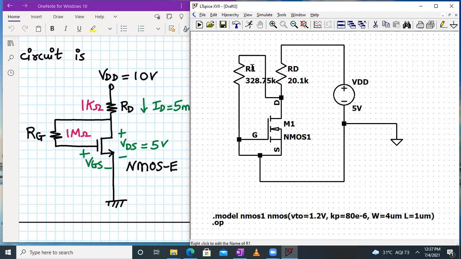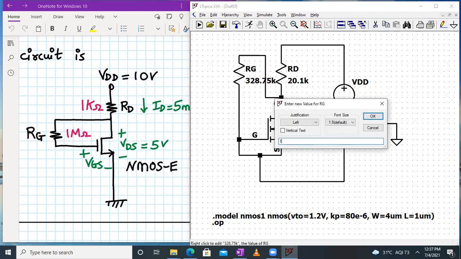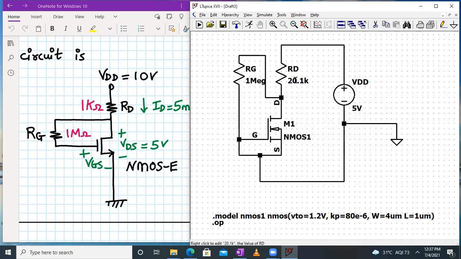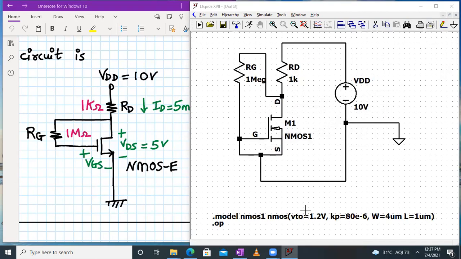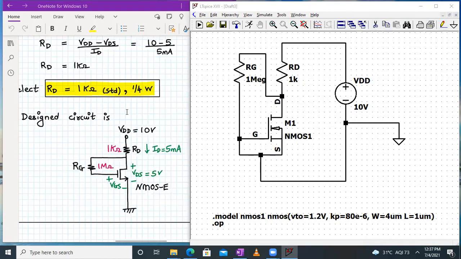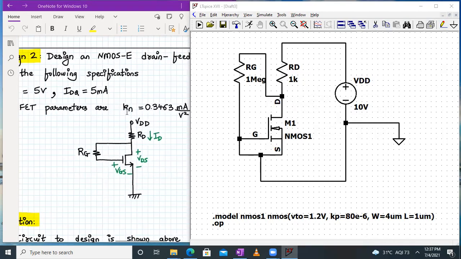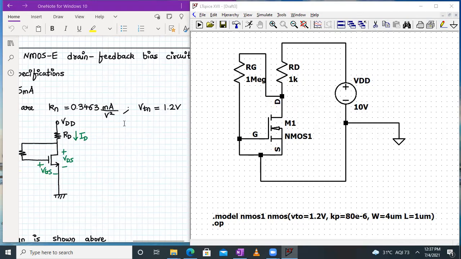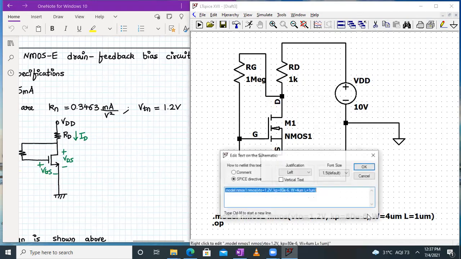Let me rename the values over here. This is RG, which is around 1 megohm. The RD value is coming out to be 1 kilo ohm. This is NMOS 1. The supply voltage is 10 volt over here. And in the dot model statement, we have to modify some values. Over here, the KN value is given and the VTN is given. So we can substitute W by L as 1.